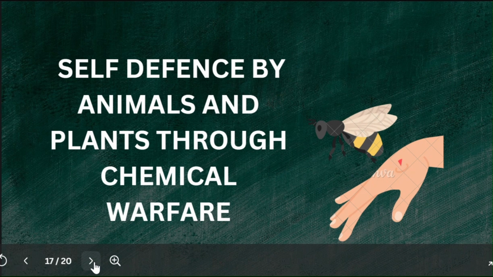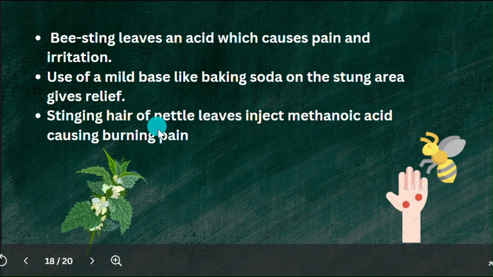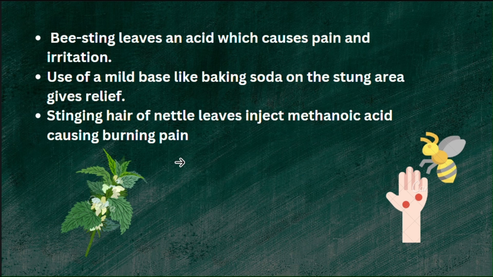Self defense by animals and plants through chemical warfare. A bee sting leaves an acid which causes pain and irritation. We use a mild base like baking soda on the stung area, which gives us relief. The second example is the stinging hair of nettle leaves. They inject methanoic acid, which causes burning pain.